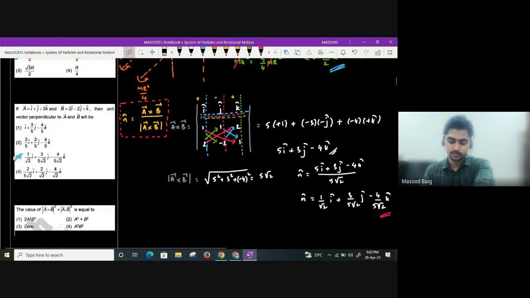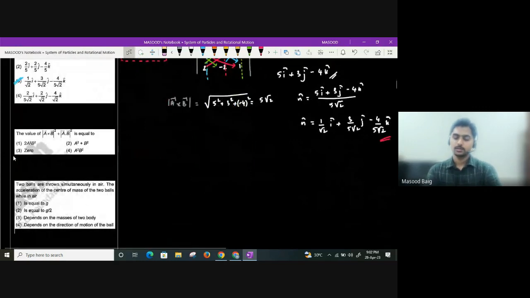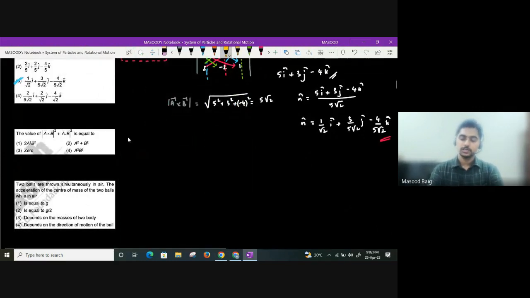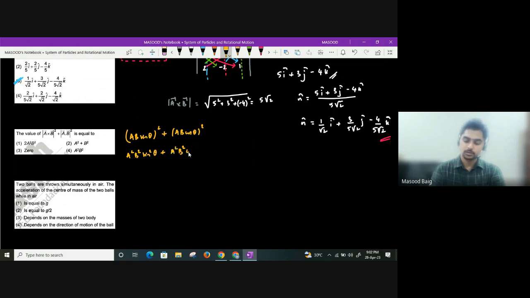They're asking what is the magnitude of A cross B square plus A dot B square. What is the A cross B magnitude? You know it is AB sine theta whole square. What is the magnitude of A dot B? It is AB cos theta whole square. So what are we going to get, beta? You will get A square B square sine square theta plus A square B square cos square theta. So if I take A square B square common, you will get sine square theta plus cos square theta, which is anyhow 1. So our answer should be A square B square, guys.